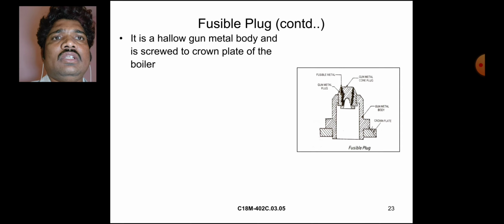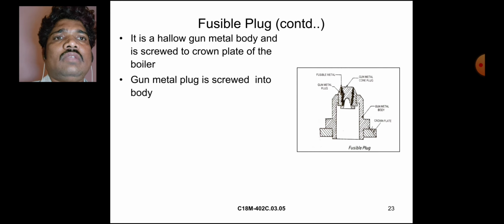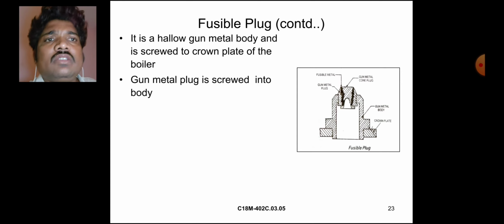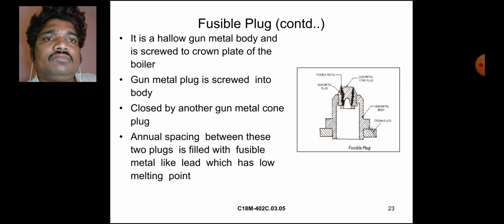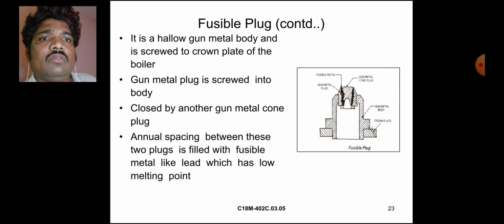The fusible plug is a hollow gunmetal body screwed to the crown plate of the boiler. A gunmetal plug is screwed into the body, closed by another gunmetal cone plug. The annular space between these two plugs is filled with fusible metal like lead, which has a low melting point.